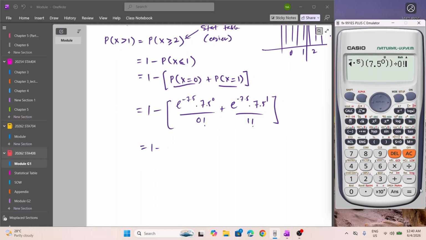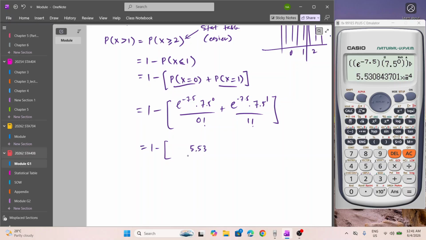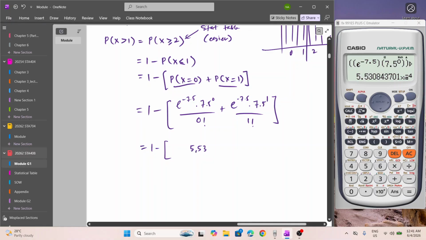You get 0 factorial. So the value is 5.53 times 10 to the power of negative 4. I have also shown you this before, 5.53. Negative 4 means that you have to move the decimal point to the front by 1, 2, 3, 4 places. So it is 0.000553.